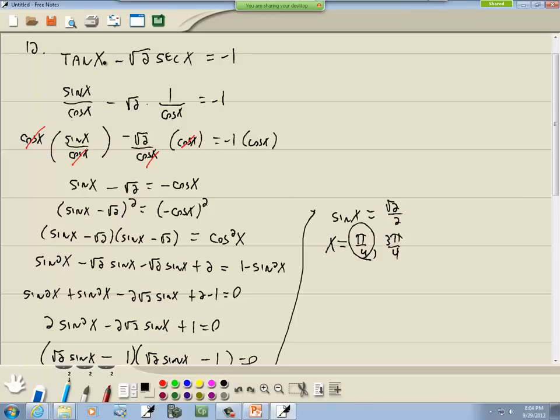If I put 3 pi over 4 in here, tangent of 3 pi over 4 is negative 1. And if I put 3 pi over 4 here, secant of 3 pi over 4 is going to be negative 2 over square root of 2. The square root of 2 is canceled. Negative is positive, so we've got positive 2. Negative 1 plus 2. Did I get negative 1? No. So our only answer is pi over 4.